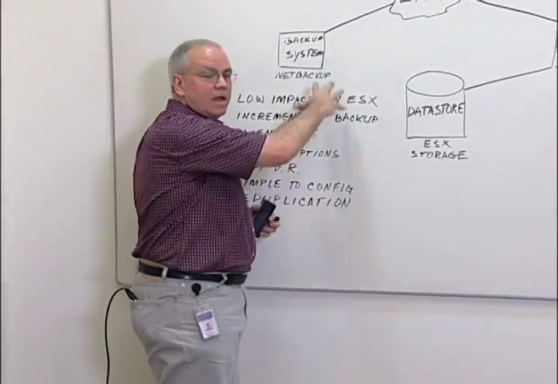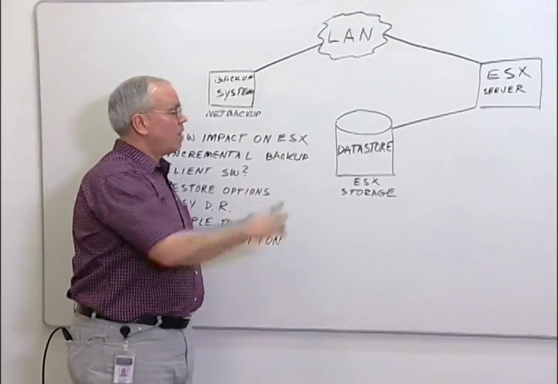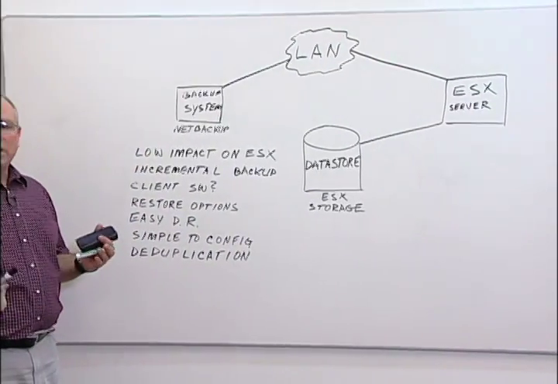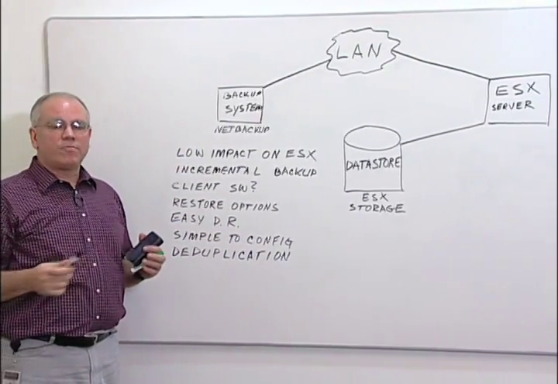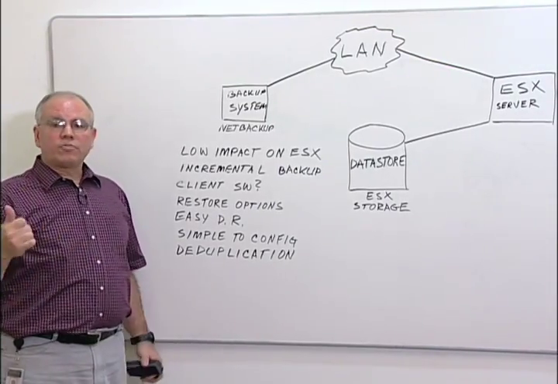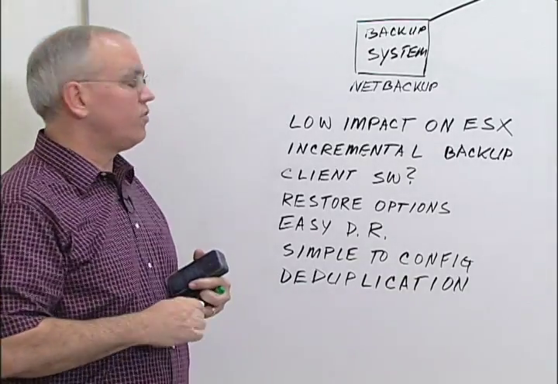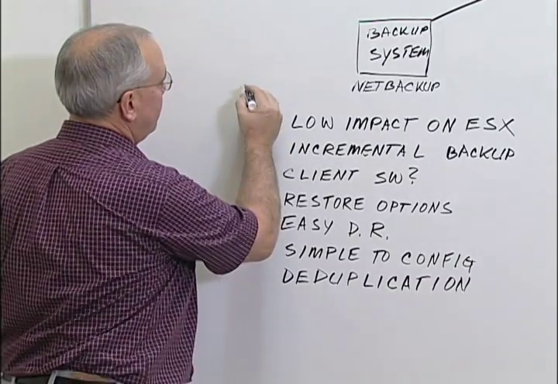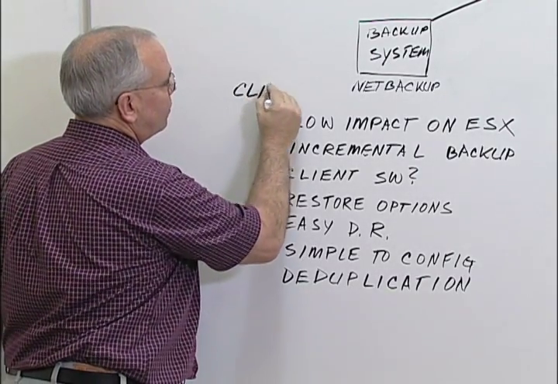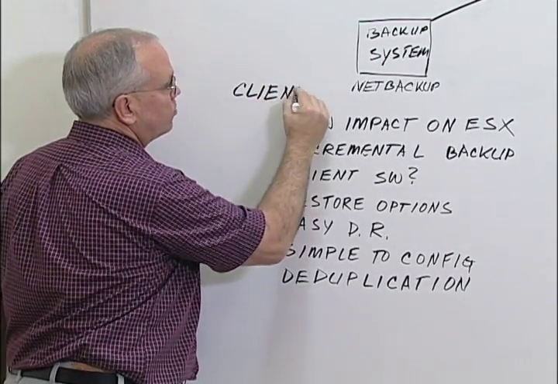So this is our NetBackup environment. This is our virtual machine environment. And what we're going to do is show you the two different methods of backing up those virtual machines. The first method is what we were talking about initially, a client-based backup. So this is client software installed inside the virtual machine.